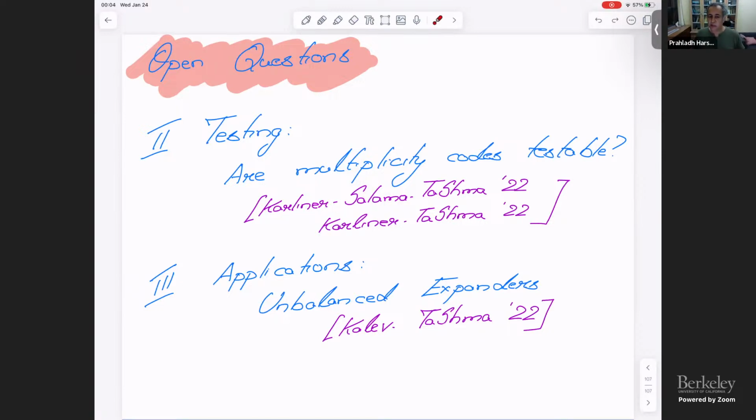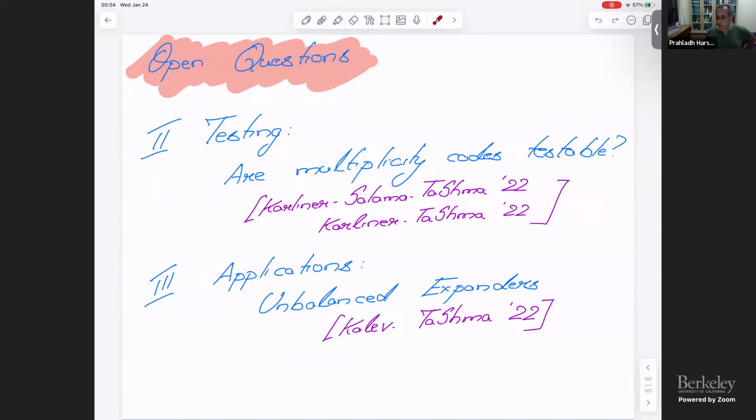There have been recent results due to Karliner and Tashma, who show that the line tester is not a good test for multivariate multiplicity codes, but possibly the plane tester is. But this still doesn't answer the question completely. It doesn't answer the question as well as we know for Reed-Muller codes.